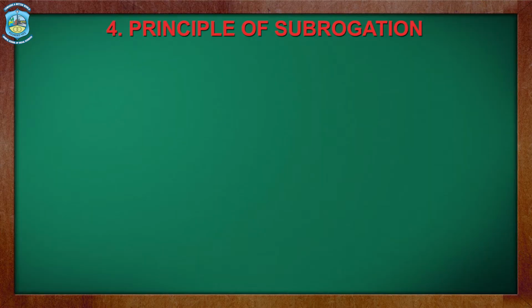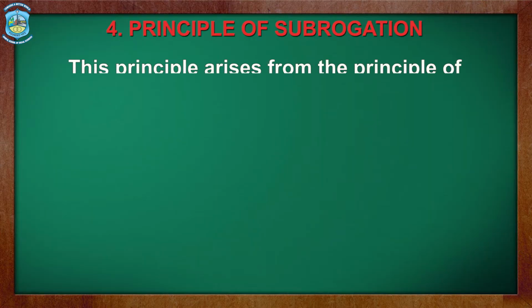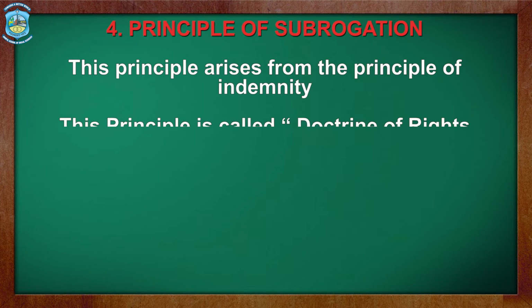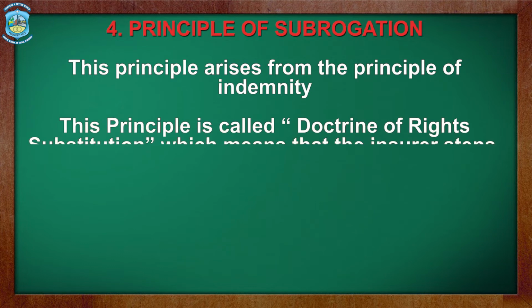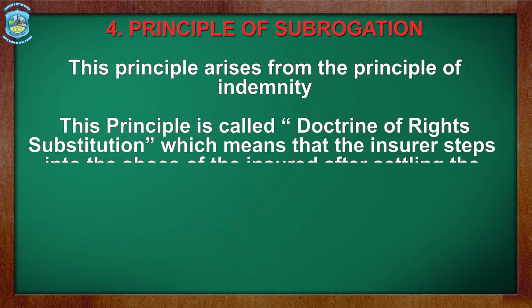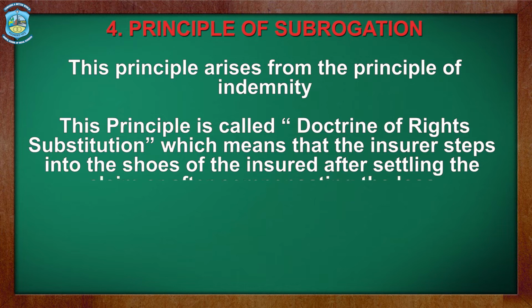Now, what does this indemnity mean? Indemnity means that the insured will be compensated only up to the extent of the loss. The next principle of insurance is the principle of subrogation. This principle is called the doctrine of subrogation, which means that the insurer steps into the shoes of the insured after settling the claims or after paying compensation to the insured.